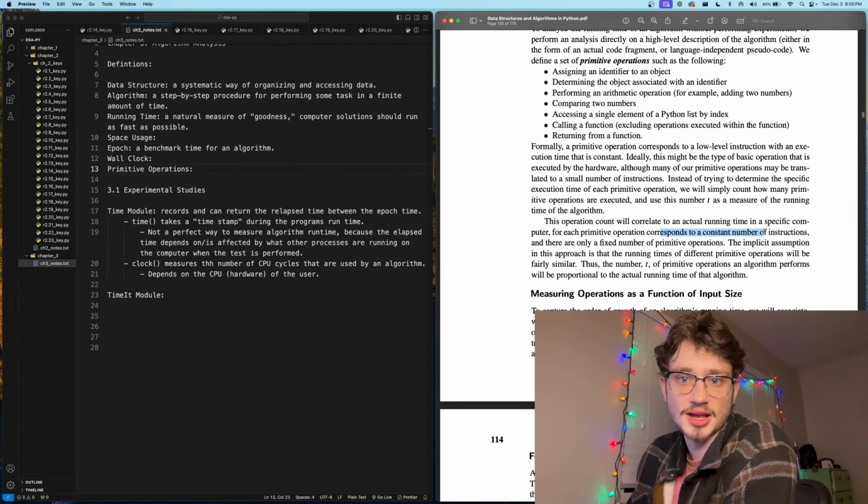So let's go to GPT. Give me a simple explanation of primitive operations. Primitive operations are the most basic actions a computer can perform during a program's execution. These include things like arithmetic operations, adding, the math, comparison, less than or equal to, data access, control flow, functions. Okay.